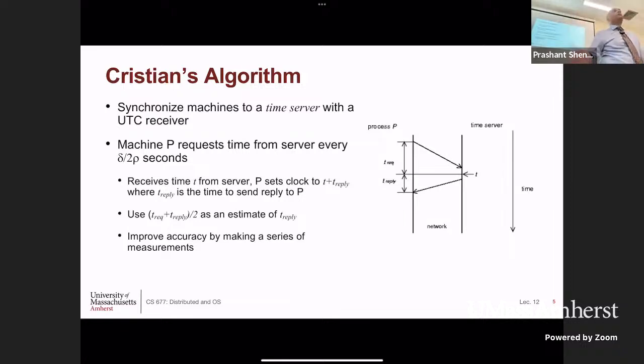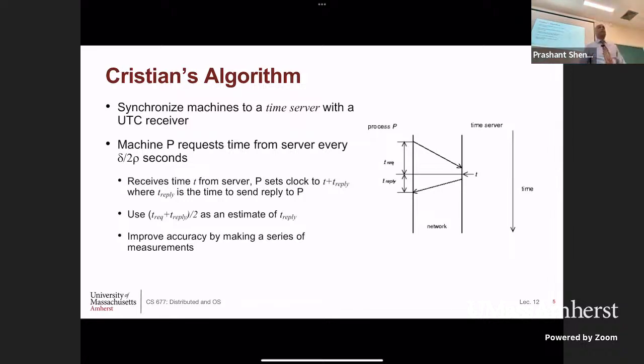The time server is going to reply, and the machine sets its current time based on whatever value came back. So every delta over 2 rho, you ask what's the time, you get the time value, you set your clock. That's the basic idea. But it's not as simple as that, because you've got to deal with message propagation time, because it's not like the message takes 0 time to come over a network.